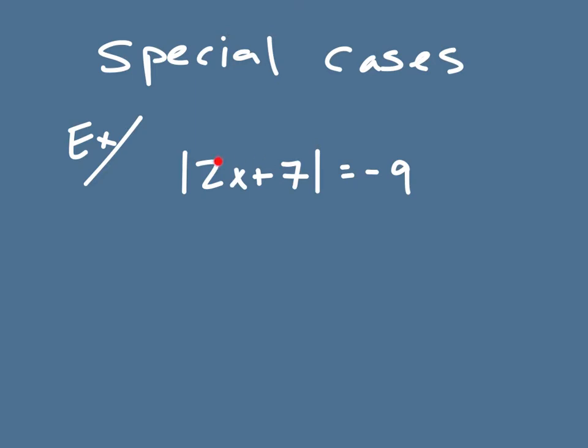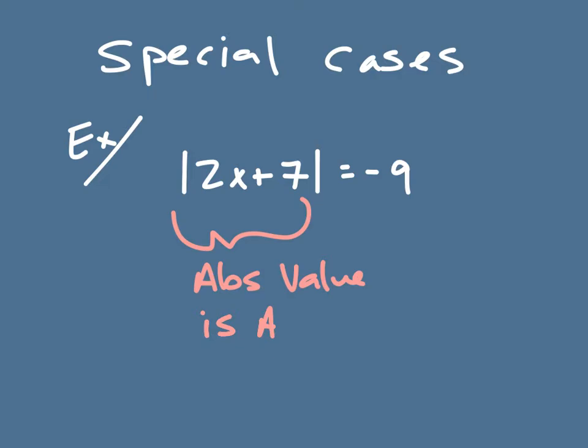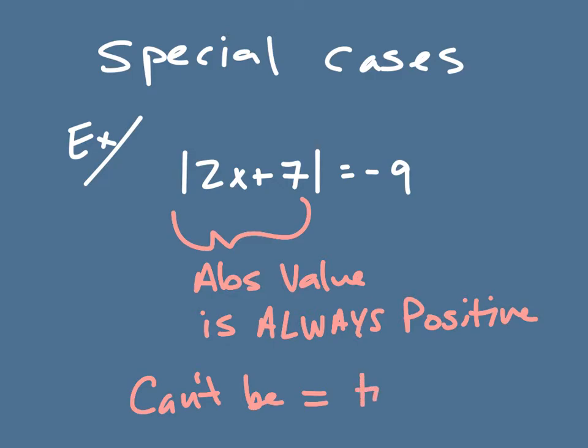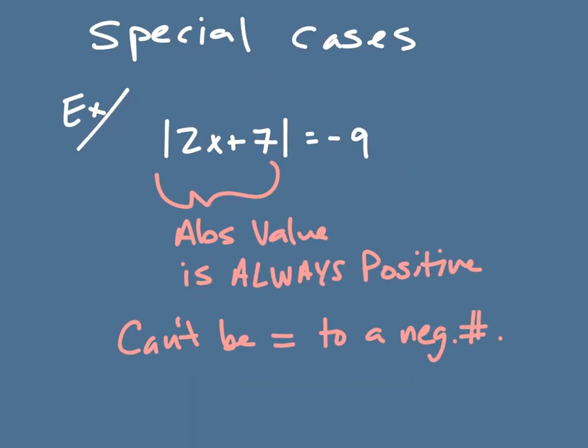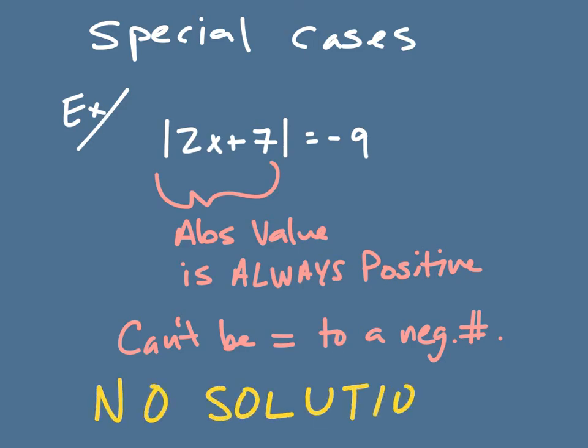In a problem like this, where you've got the absolute value of 2x plus 7 is equal to a negative number, what we have to remember is that the absolute value is always positive. So what we can say is that it can't be equal to a negative number. Therefore, if you have the situation where the absolute value is equal to a negative number, you can just come in here and say that this is no solution. You don't have to provide any reasoning, but you just have to remember to look for this and just say that it's no solution.